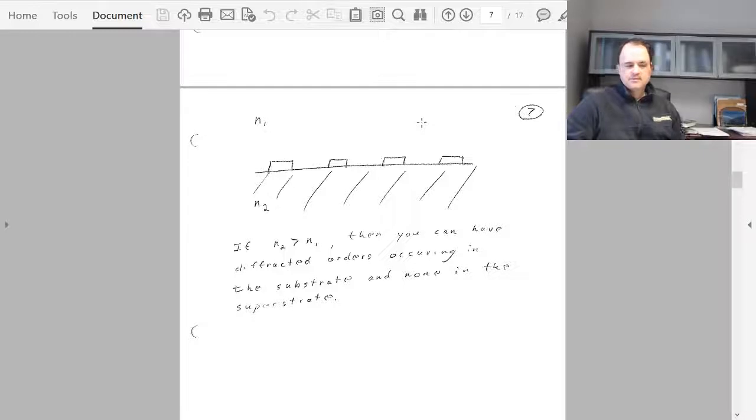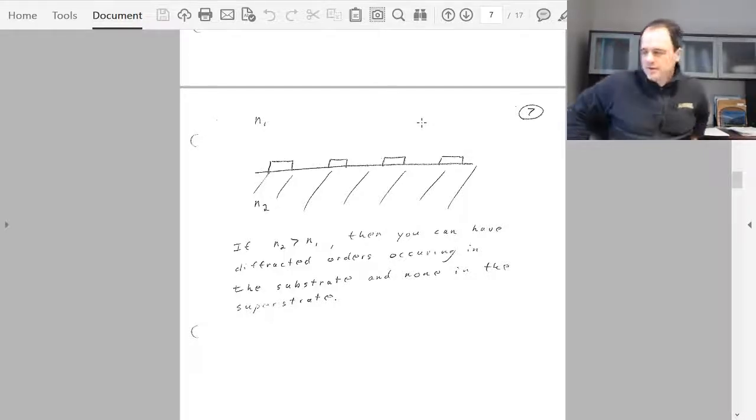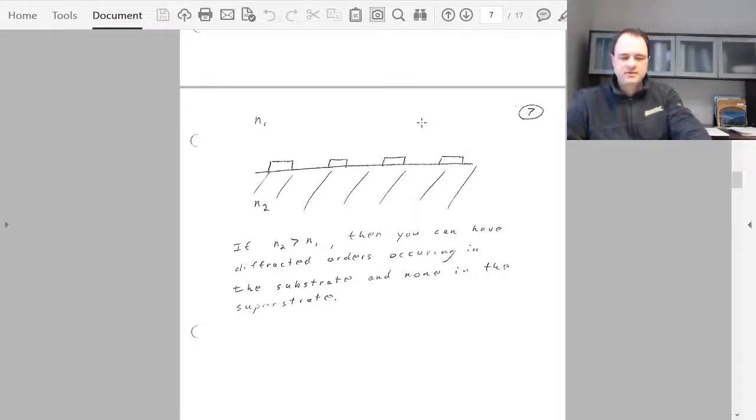All right. So if you're looking at where your incoming wave can be scattered to, you have to look at both materials, both the superstrate and the substrate. You may not have diffraction in the superstrate, but you may end up having it in the substrate because the substrate generally has a higher dielectric constant than, say, a vacuum or air superstrate. All right?